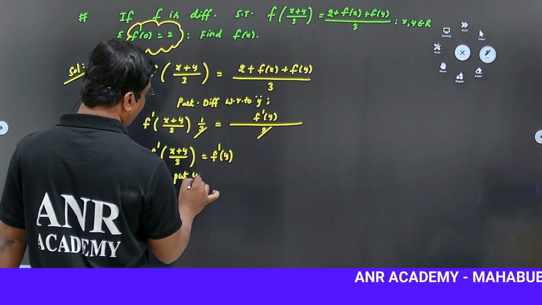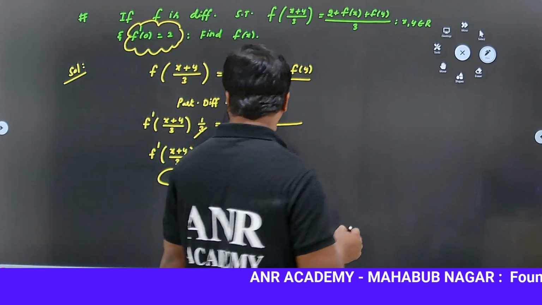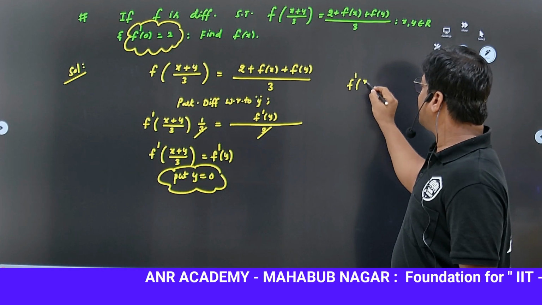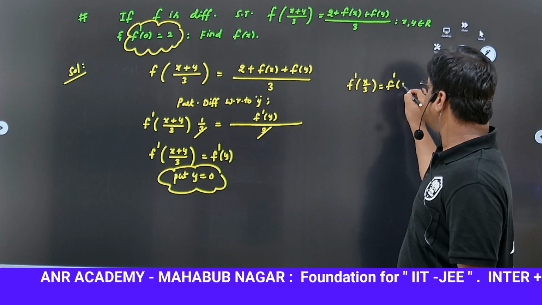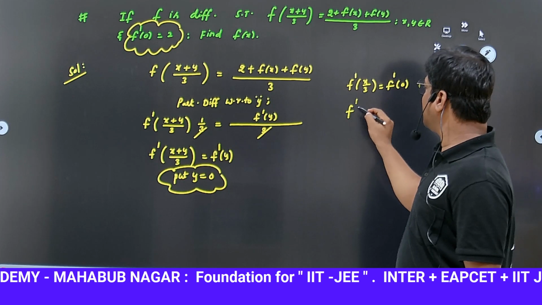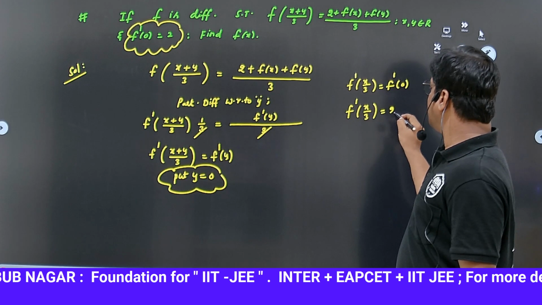If you put y equal to 0, then what happens? Left hand side becomes f dash of x divided by 3. In the right hand side it is f dash of 0. What is f dash of 0? You have 2. So f dash of x by 3 equals 2.